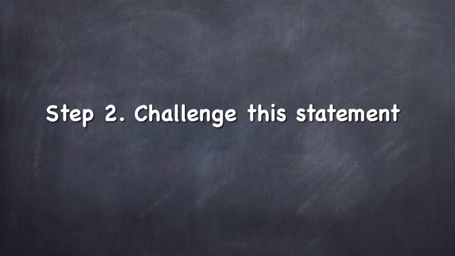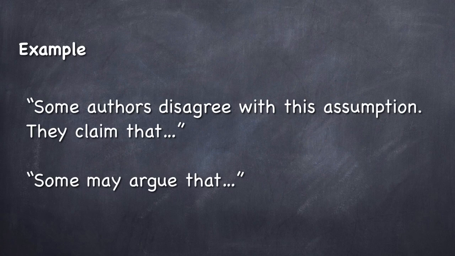Okay, here's our step 2. Let's challenge the statement. That's what you need to do. You need to challenge that statement and say something like, some authors disagree with this assumption. They claim that, let's say for example, people in fact do indeed change sometimes. Or you can say, some may argue that this is not true because sometimes people actually do change. So this is step 2. This is where you present the actual argument against your own point.